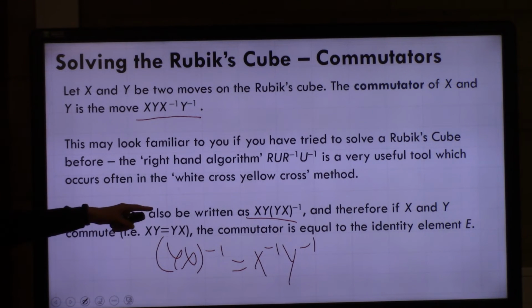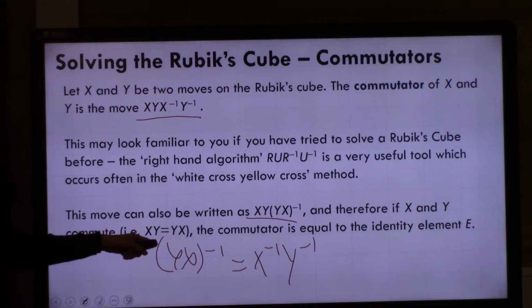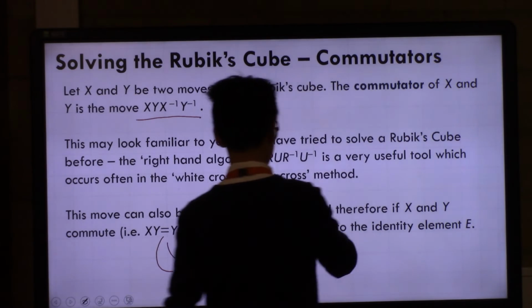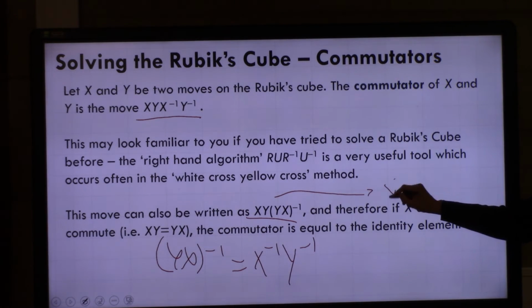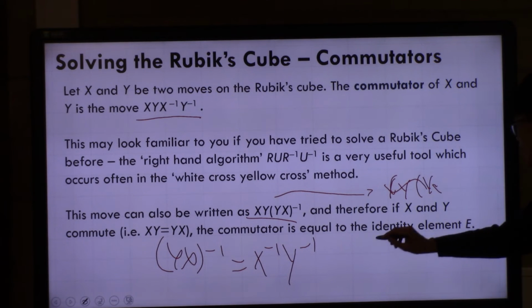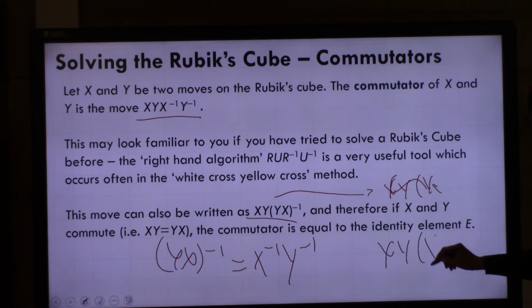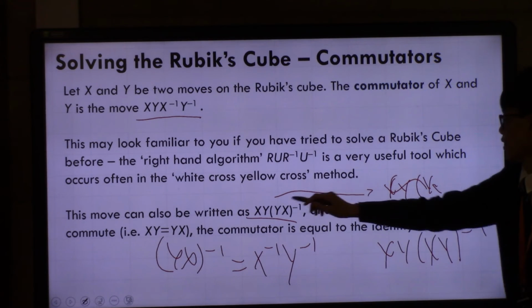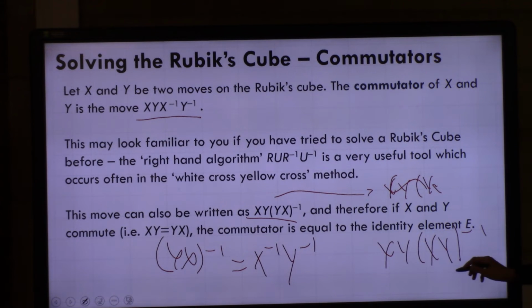And so if x and y commute, then xy is equal to yx. So this here is the same as xy times xy to the minus 1, because xy is equal to yx. And this would just be equal to the identity element because of our inverse axiom. So this would be equivalent to not doing anything to the cube.